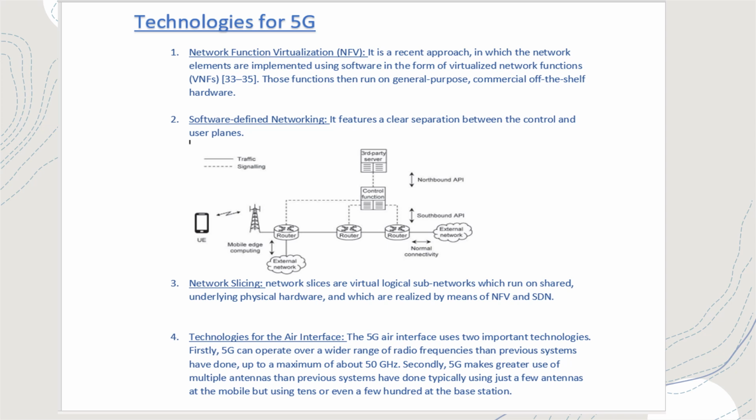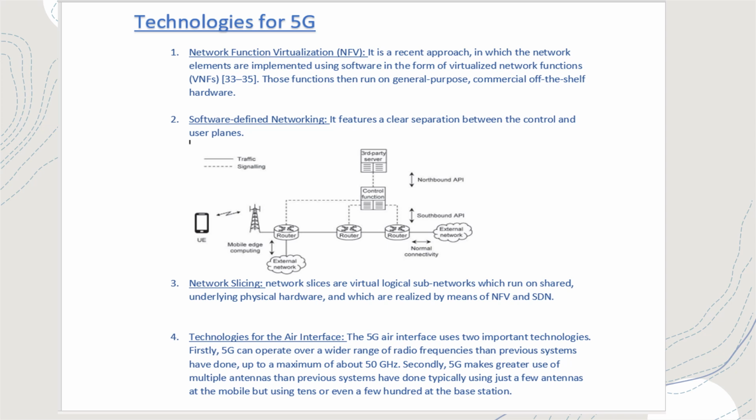Now coming to technologies for air interface. The 5G air interface uses two important technologies. Firstly, 5G can operate over a wider range of radio frequencies than previous systems have done, up to a maximum of about 50 GHz. At the highest frequencies, the radio waves have a wavelength of millimeters or tens of millimeters, so they are often known as millimeter waves. While using millimeter waves, the 5G air interface can occupy a far wider bandwidth than it does at lower radio frequencies, so its capacity can be far greater.